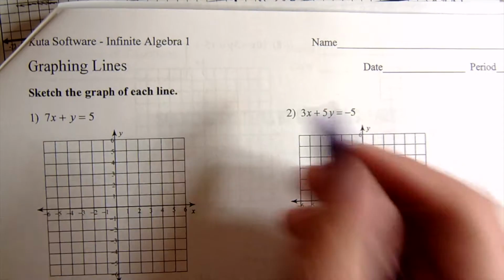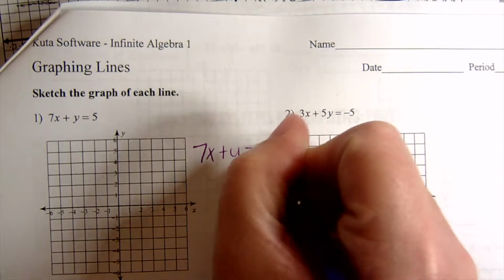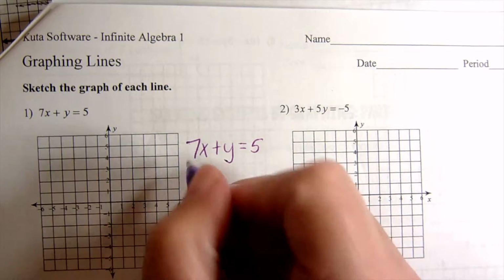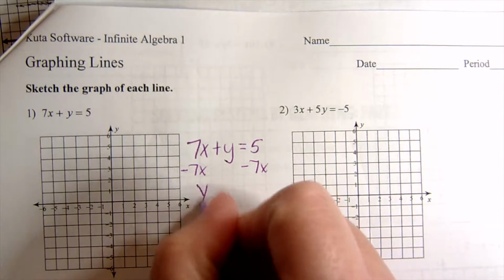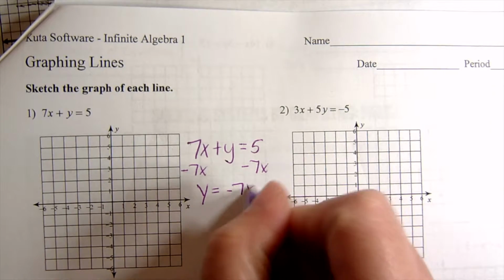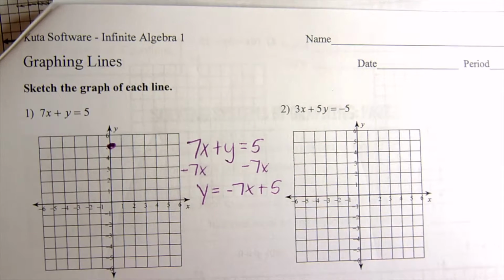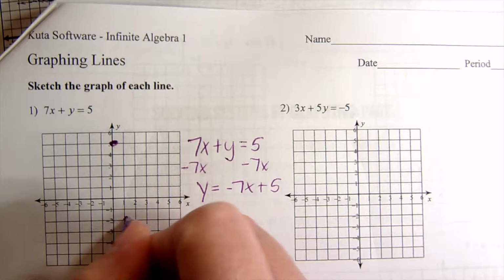So we are going to do a little bit of algebra here. We need to get y by itself. How do I get y by itself? Subtract 7x from both sides. So y equals negative 7x plus 5. So what is my intercept? 5. What is my slope? Negative 7. So down 7 over 1.